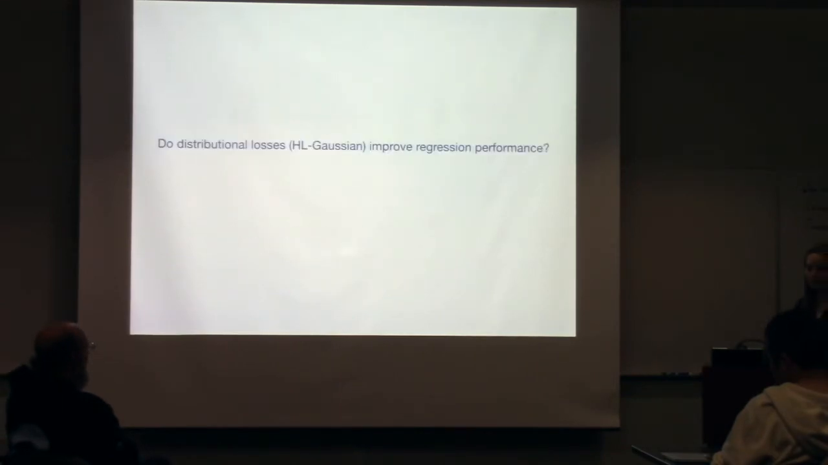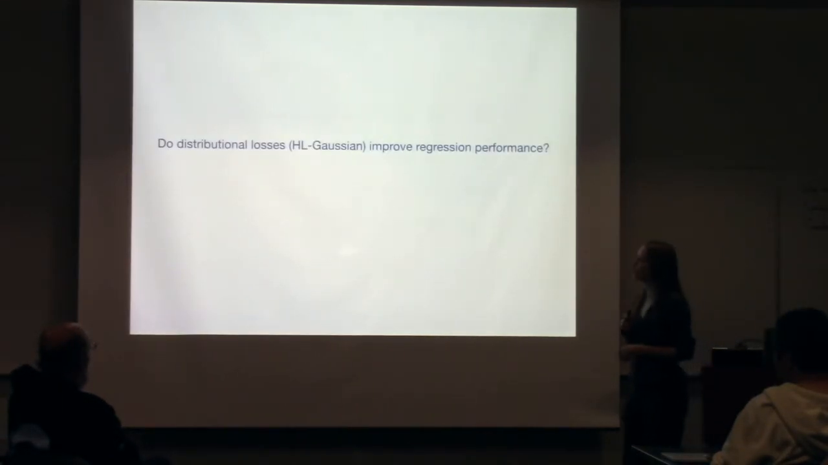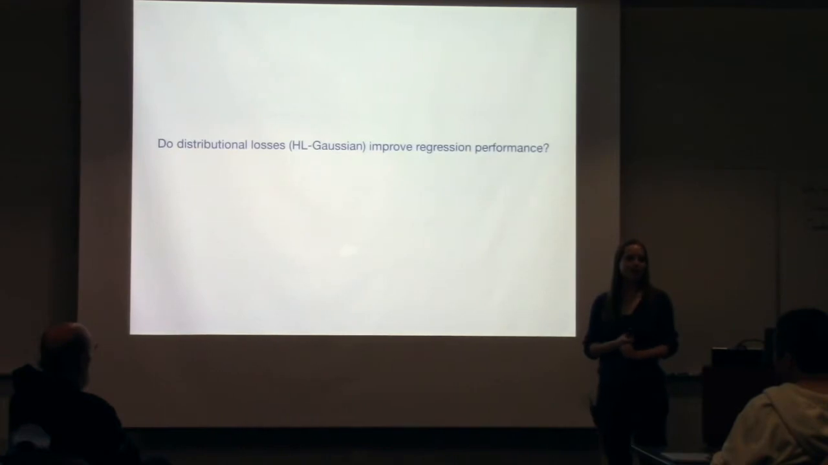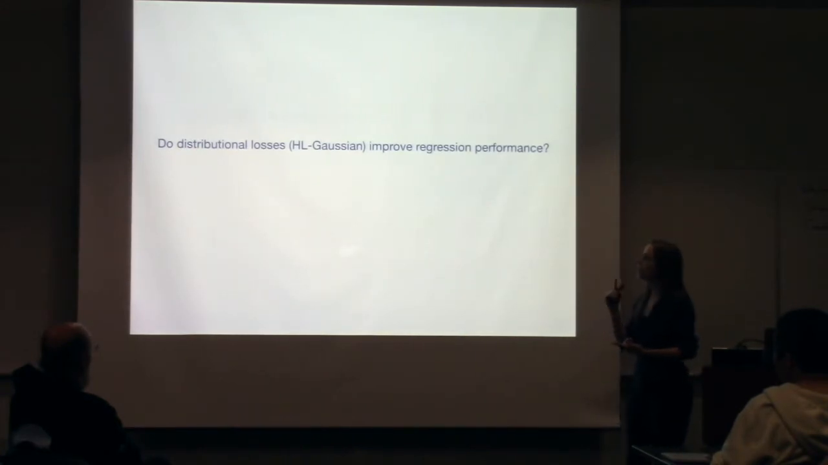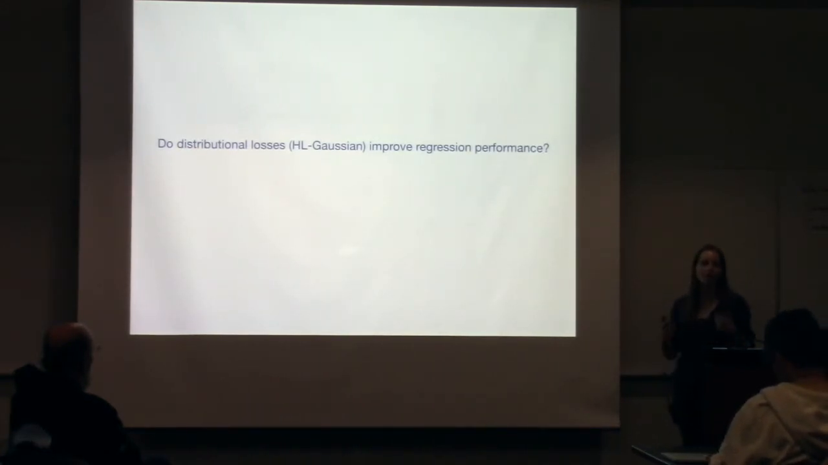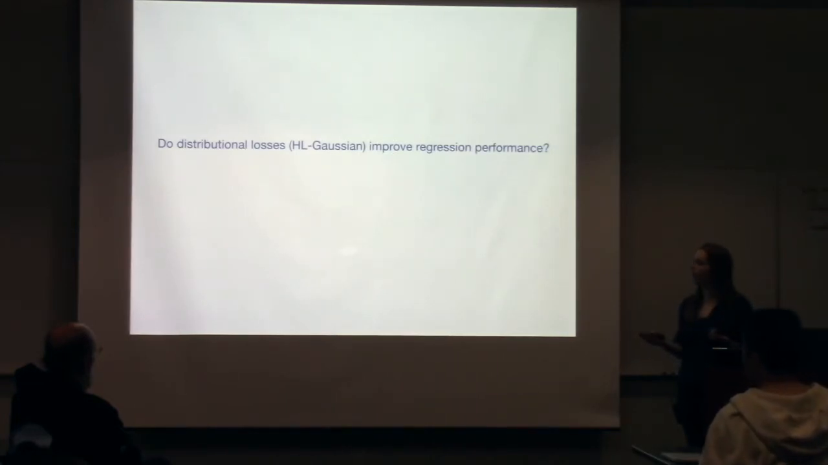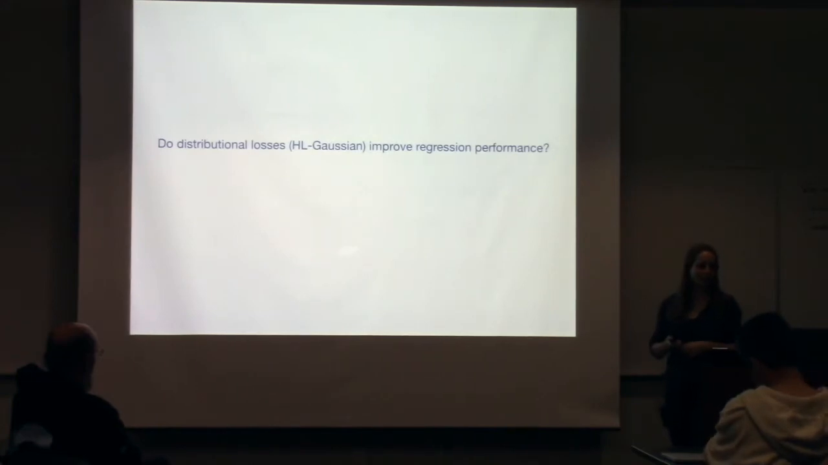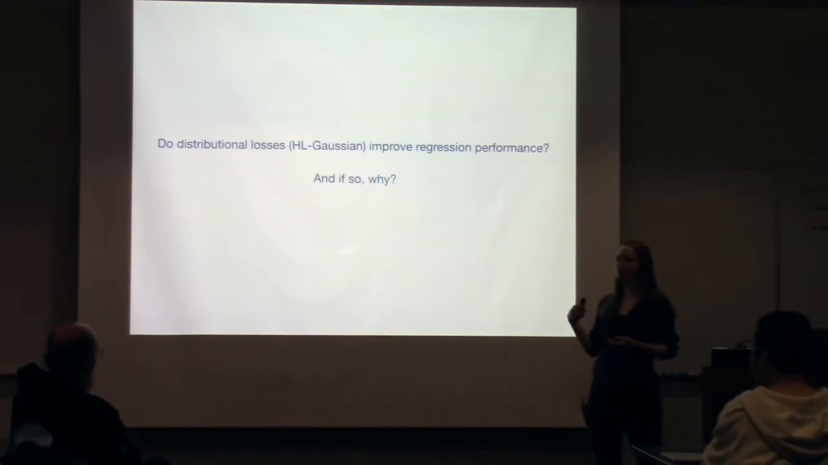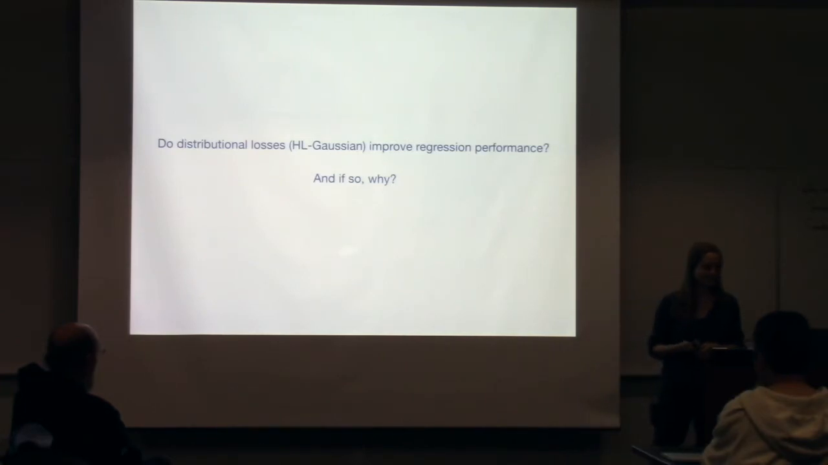Okay, because I'm running out of time, I'm going to jump now finally to this question. I've told you how we can define distributional losses for regression. I've told you a restricted form so that it's computationally feasible and we can explore it properly. And now we should ask the question, does it actually improve regression performance? I've already revealed that it does. And if it does improve regression performance, why is that?